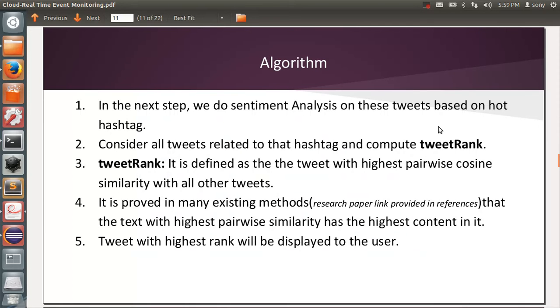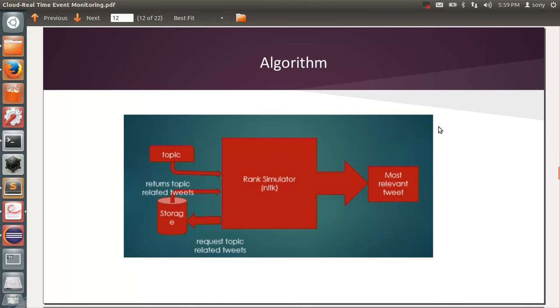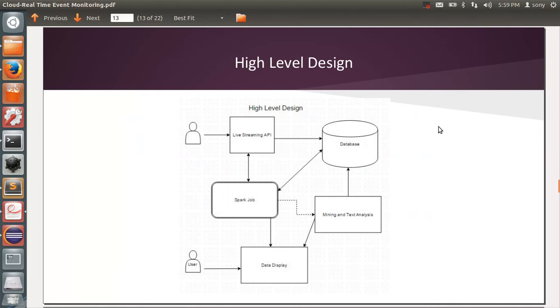Coming to the next step, we do sentiment analysis on these tweets based on the hot hashtag. Consider all the tweets related to that hashtag and compute the tweet rank. What is tweet rank? It is defined as the tweet with the highest pairwise cosine similarity with all other tweets. It is proved in many existing methods that the text with the highest pairwise similarity has the highest content in it. The tweet with the highest rank will be displayed to the user. As I mentioned before, NLTK is used to find the similarity between two words. This is the high level design of our project.